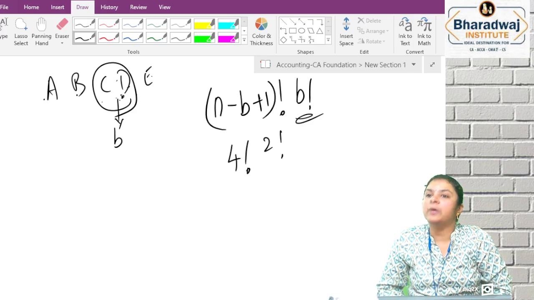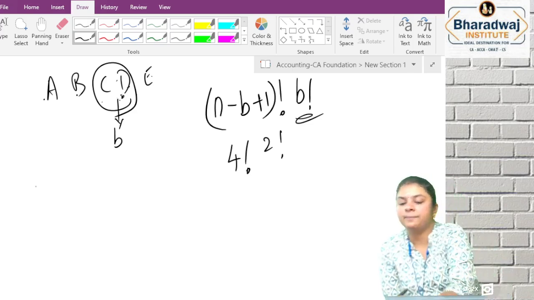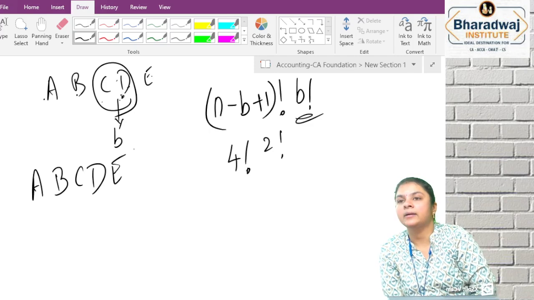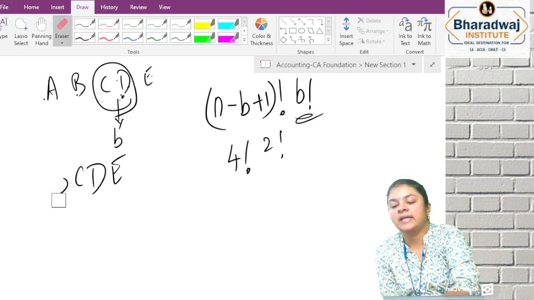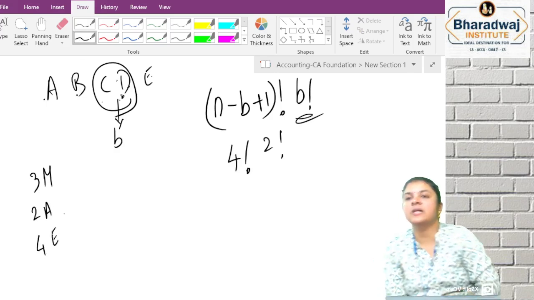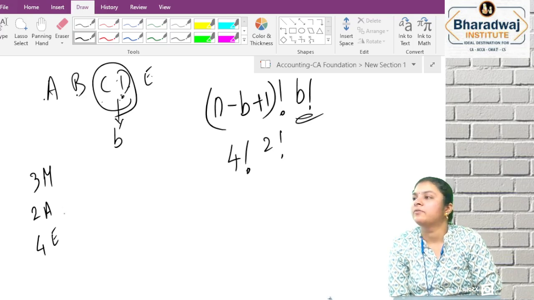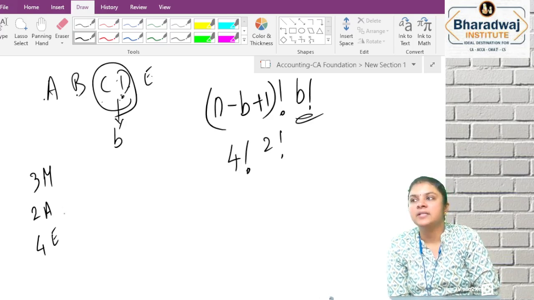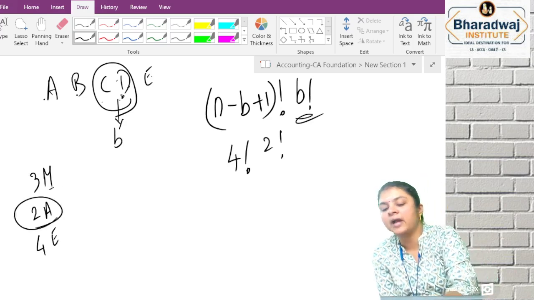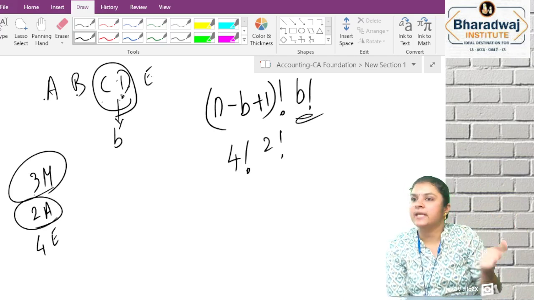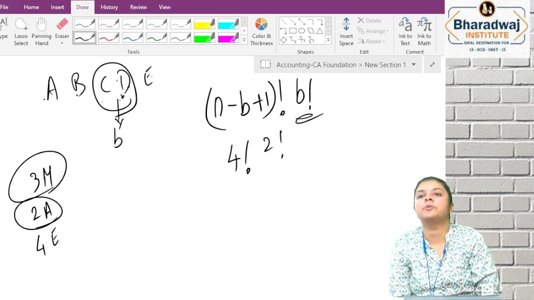Now, if you have more than one block, let's take the example of the books that we discussed, that's easier. 3 maths books, 2 accounts books and 4 economics books are arranged together. Find the number of arrangements if accounts books and maths books should always come together. Economics books can be scattered, but accounts and maths should always come together.